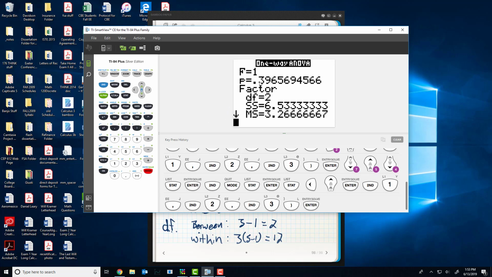All right, so here we go. F, strangely enough, is equal to 1. Now, that's insane. But what we really care about is P. Okay, so the p-value is 0.39656. So we know had we set our p-value at 0.05, there's no way that this thing was going to be significant. We know that for sure.